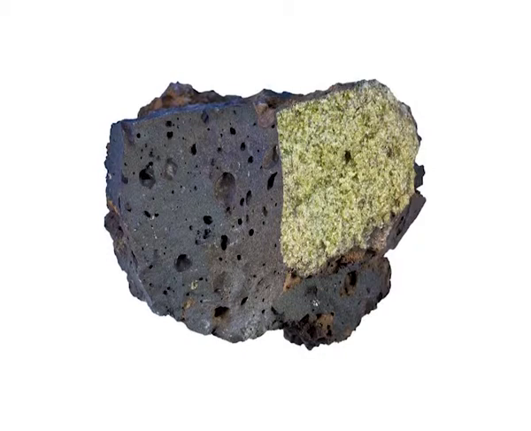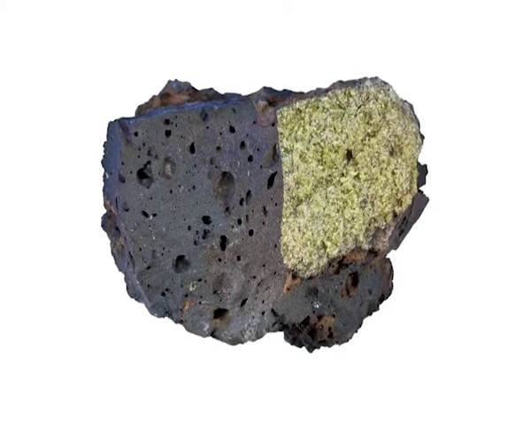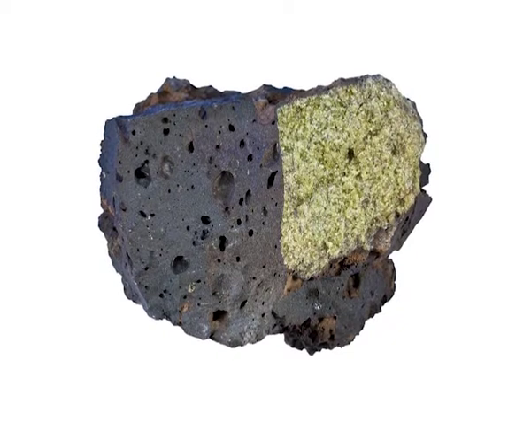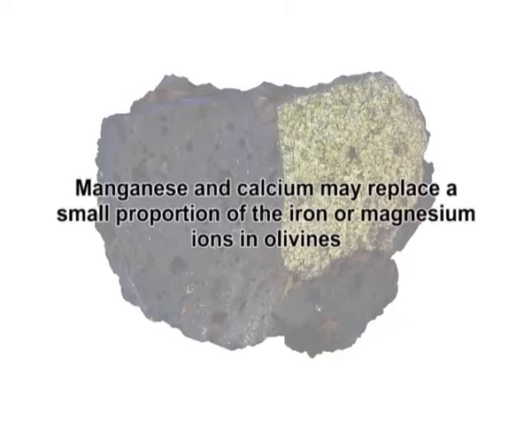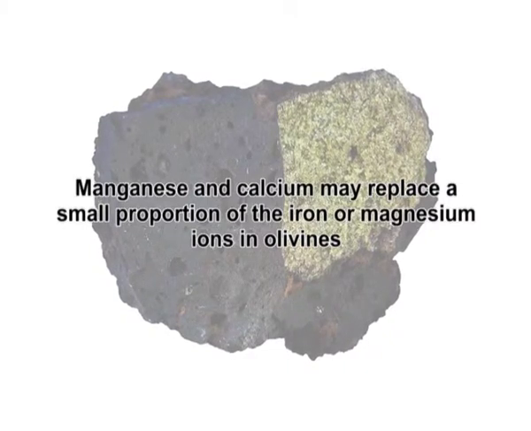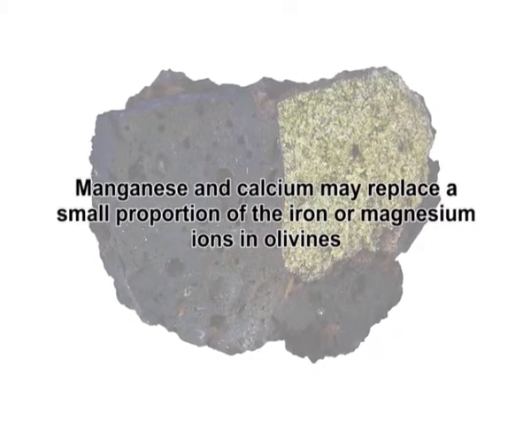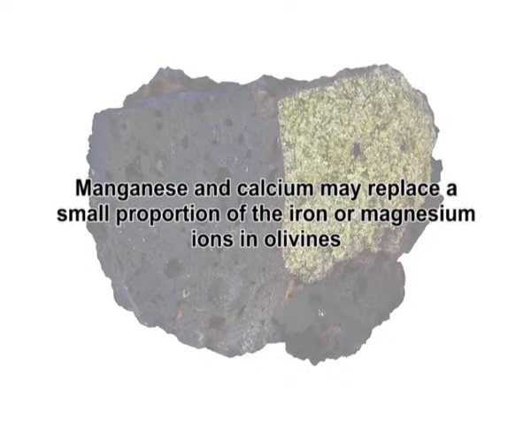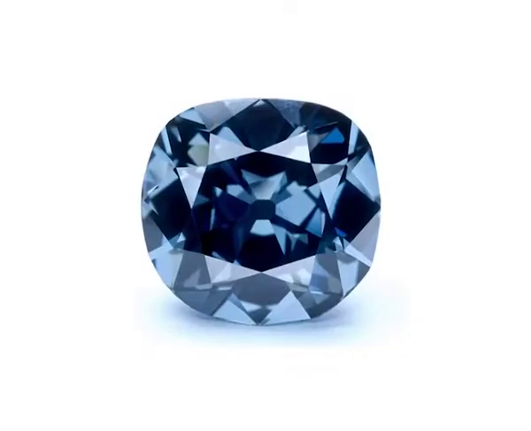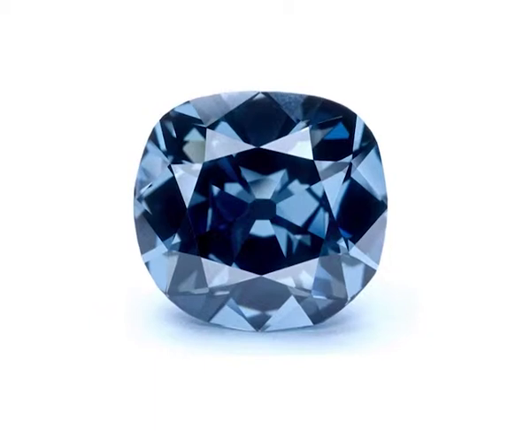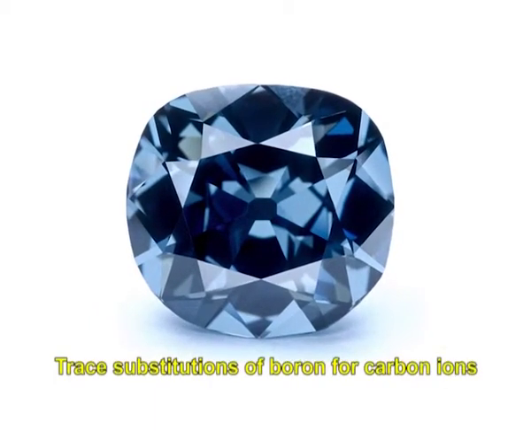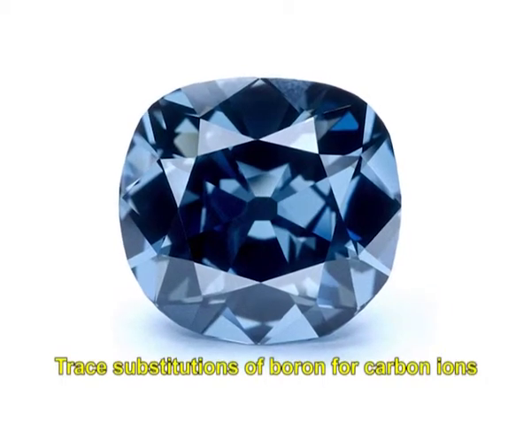Additionally, there are always minor substitutions of trace elements for major elements within the crystal structure. For example, manganese and calcium may replace a small proportion of the iron or magnesium ions in olivines. While these do not affect the overall characteristics of the mineral, they may be responsible for variations in some properties, particularly color. For example, the Hope diamond is blue because of trace substitutions of boron for carbon ions.